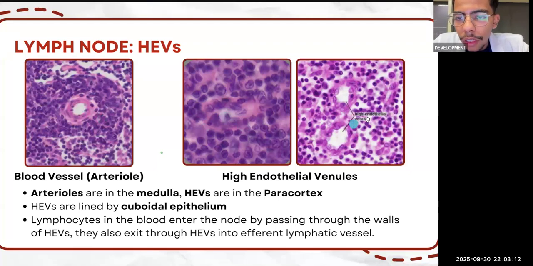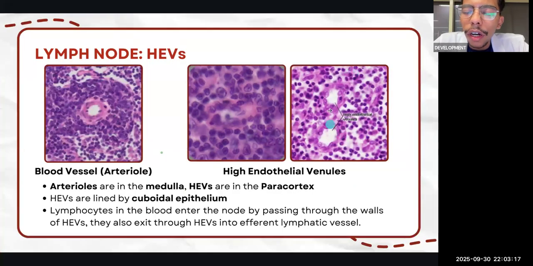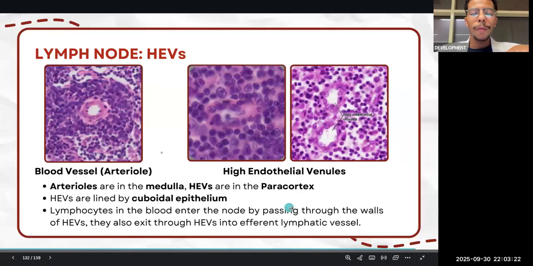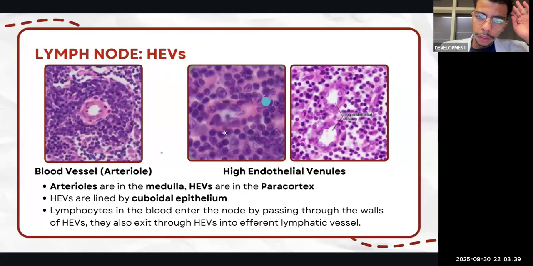All right, and this is a clearer picture. So the nucleus is quite big. It's not flattened. So that's how you can identify a high endothelial venule. So the lymphocytes in the blood enter the node by passing through the walls of the high endothelial venules. So here, the lymphocytes can pass through the wall. So for identification, high endothelial venules are what? Cuboidal in shape. The wall is cuboidal in shape. But the arteriole, it's quite flattened.